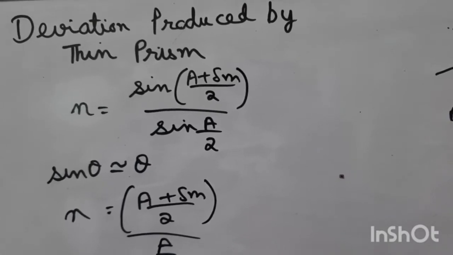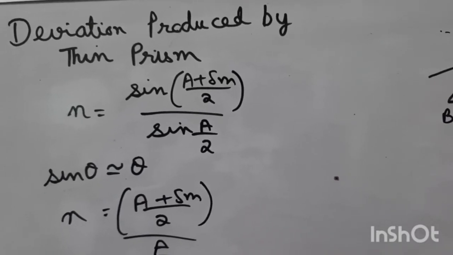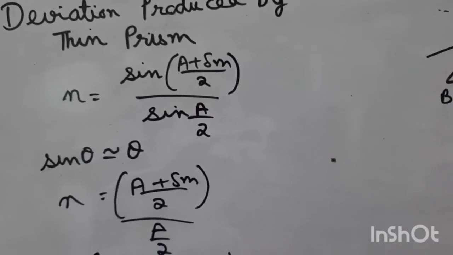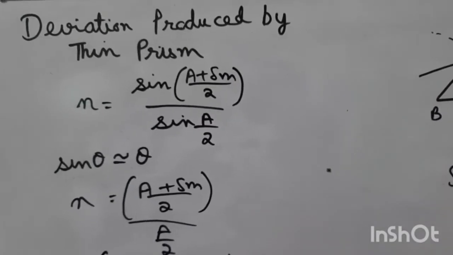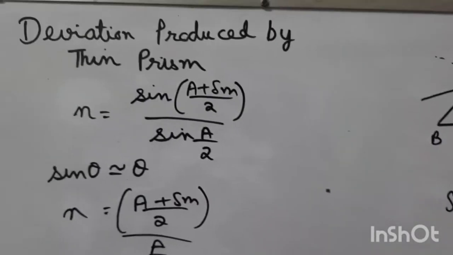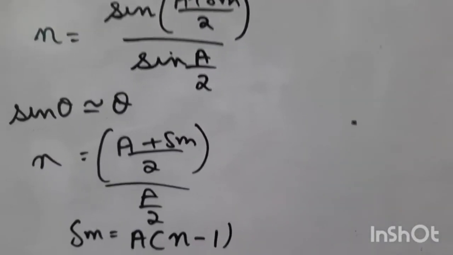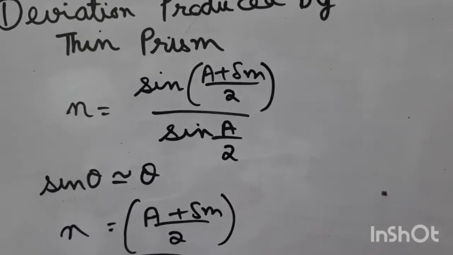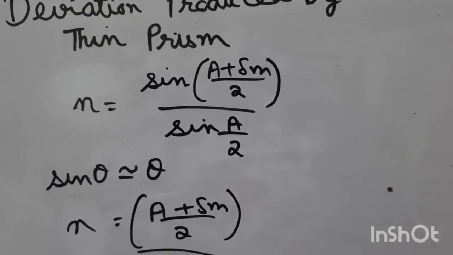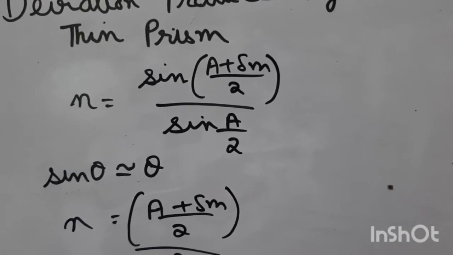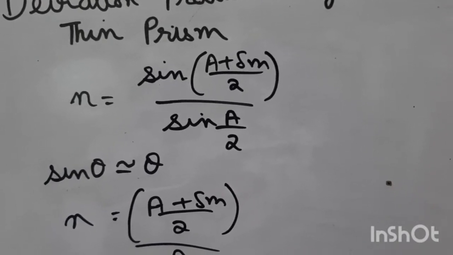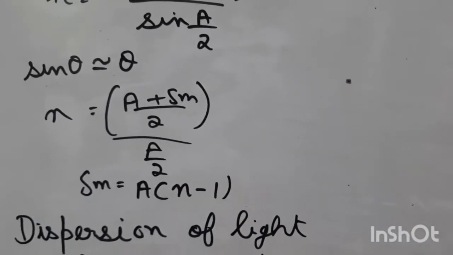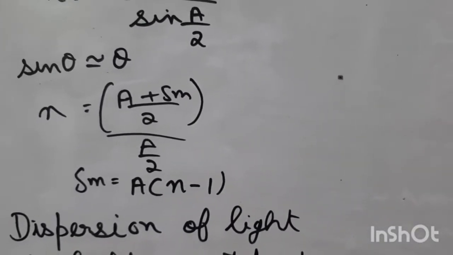Now we have to calculate the value of deviation which is produced by the thin prism. So first of all, if the prism is thin, then sine theta will be approximately equal to theta. Therefore, sine (A plus delta m) by 2 will be approximately equal to (A plus delta m) by 2, and sine A by 2 will be approximately equal to A by 2. Substituting these values, we get n is equal to (A plus delta m) by 2 upon A by 2.